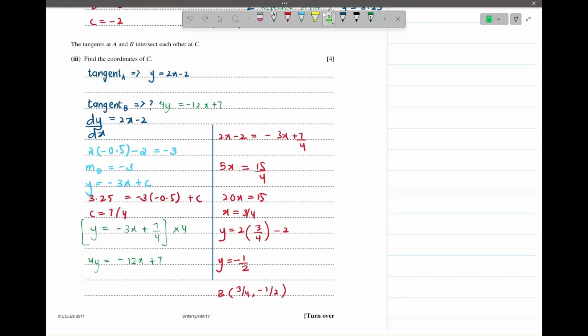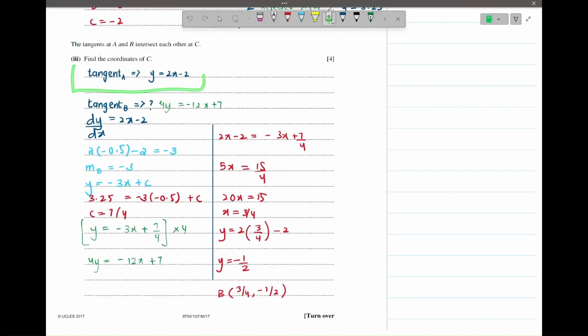Okay, now moving on to part 3 of this question. It tells you to find the coordinates of C, and it also tells you that the tangents at A and B intersect each other at C. So you basically have to find out the equations of tangent A and then of tangent B, and then you put them together. I've already solved this question for you.